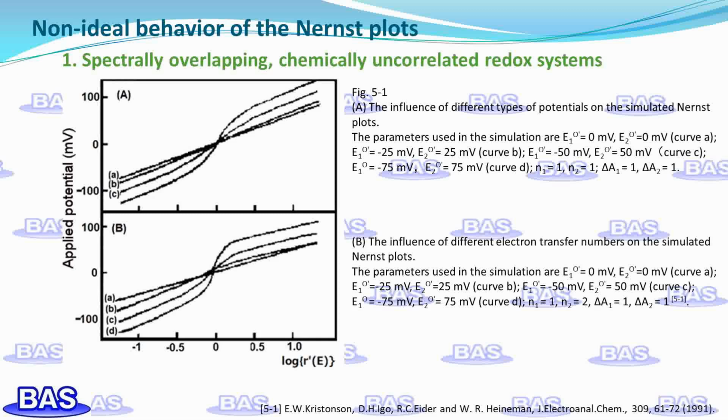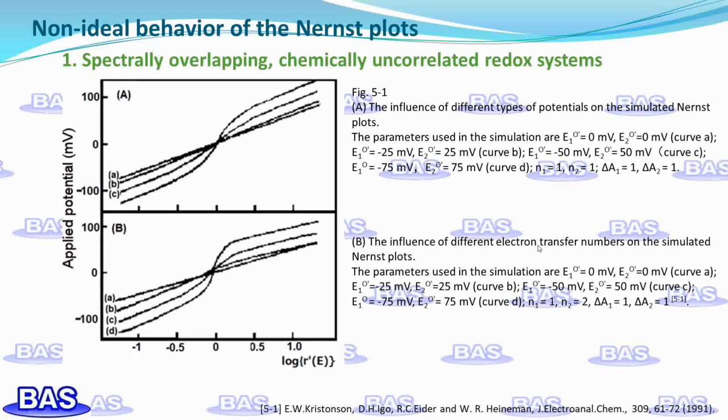The intercepts of the extension lines of the two straight lines in the figure on the y-axis can be used to obtain the formal potentials of the two electrochemical redox pairs, and the slope of each straight line represents the number of electrons transferred per electrochemical redox pair.